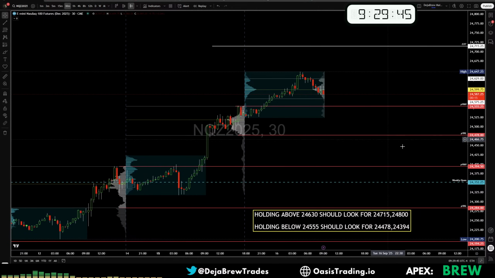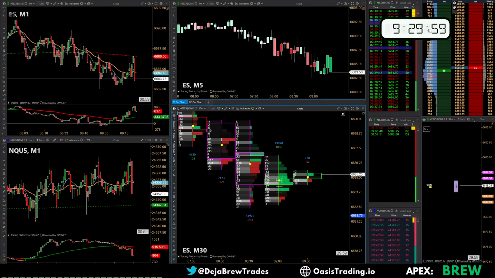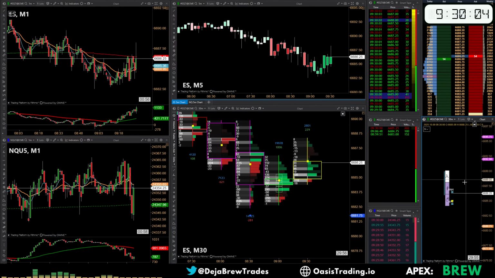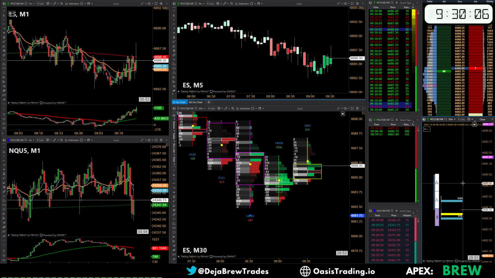Also still holding that P shape. Not exactly a P shape. Like I said, it's kind of close to a D shape. But we have that bullish bias as long as it's holding above that value low. All right, just in time for the open. Let's see what happens here.